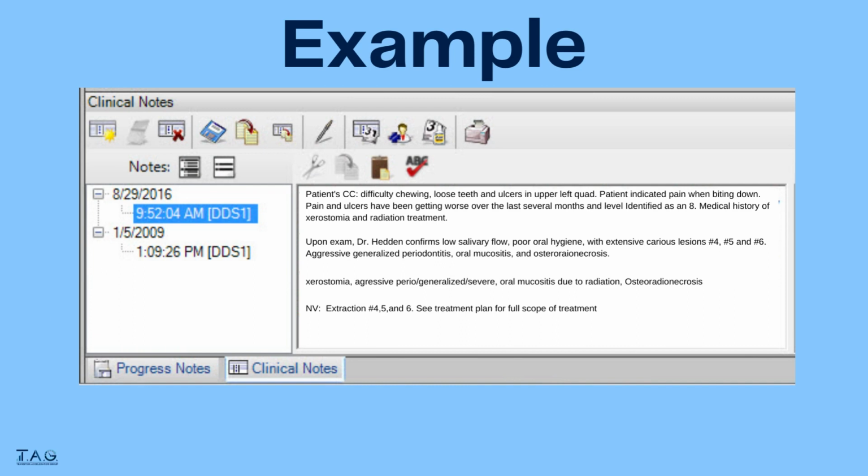Here's an example of what your clinical note would look like in a SOAP format. The first paragraph, again, is documenting what the patient is telling you and what their chief complaint is, why they are there. The second paragraph is showing the doctor's exam information and what they have found. And then the third paragraph is the actual diagnosis. And then the fourth is about the treatment. And notice there's a reference to a full scope treatment plan in the document center.